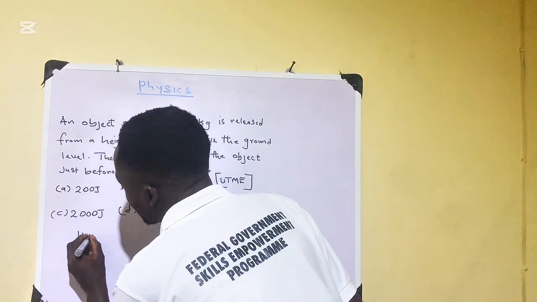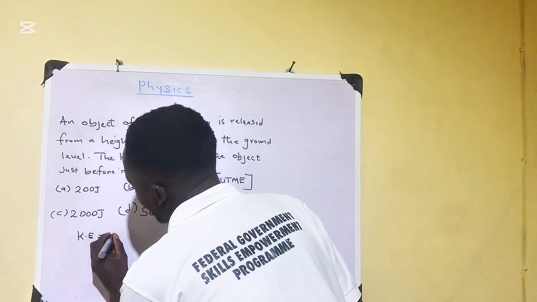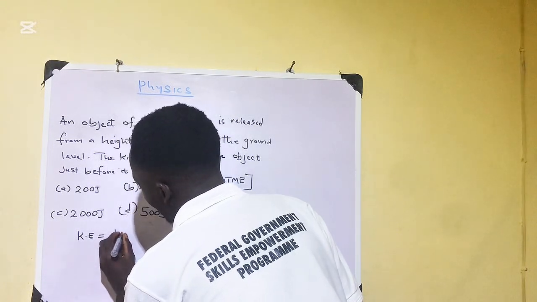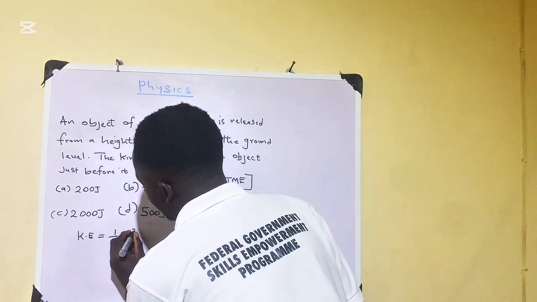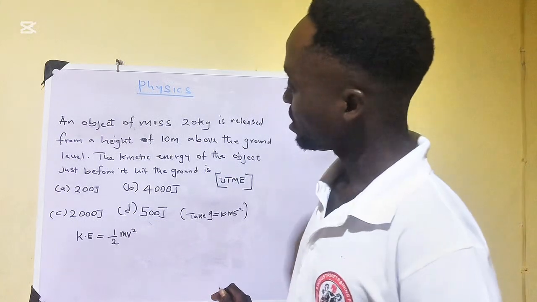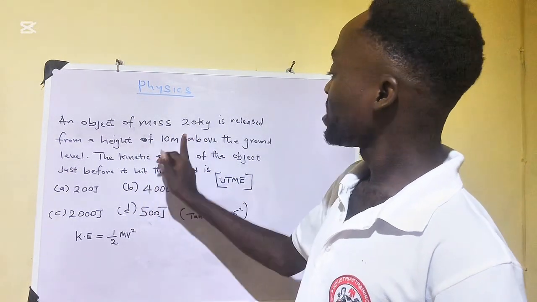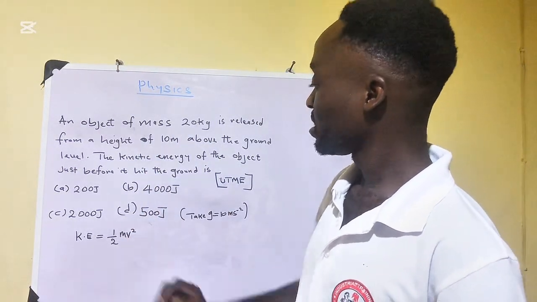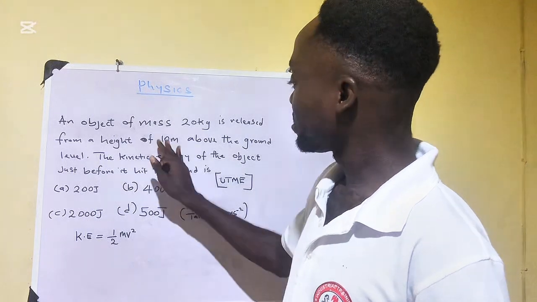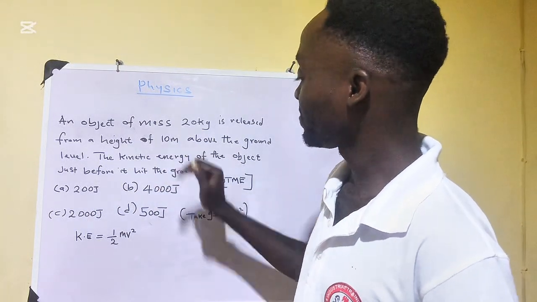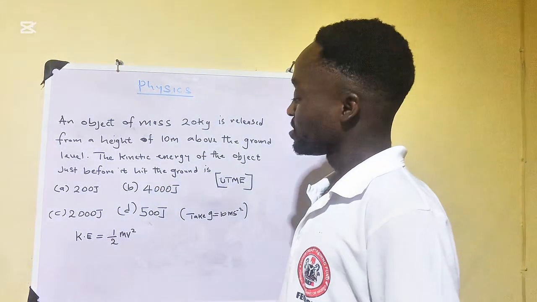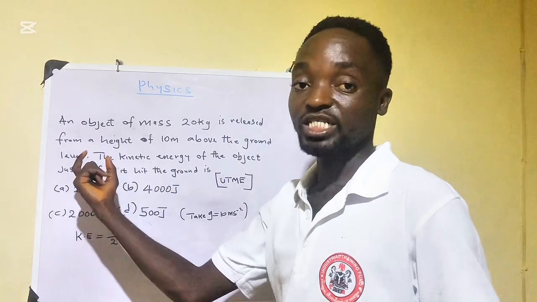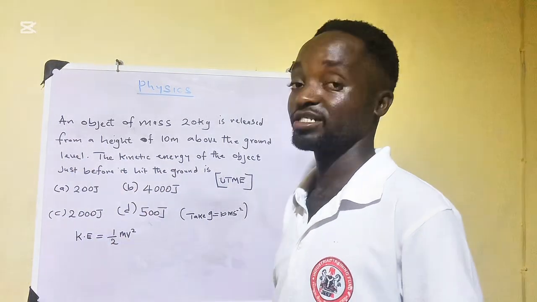which is KE, is given as 1 over 2 mass times velocity squared. But from the data you have been given, you have the mass, but you don't know the velocity. And from the data given, there's nothing like velocity there. So how do you solve this question? You have to understand what is happening in the question set before you even start to solve it.